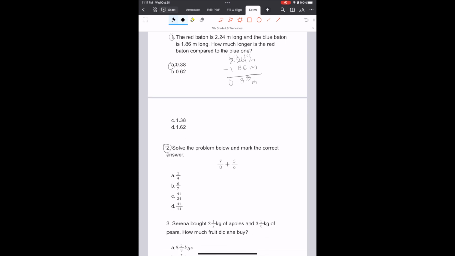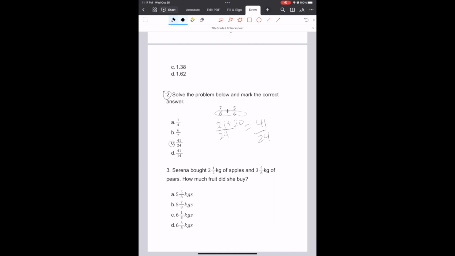Number 2, all you have to do is find the common denominator and add them. The common denominator would be 24, so 7 times 3 is 21 over 24, and then plus 6 times 4 over 24, so that's equal to 41 over 24. So the correct answer is C.